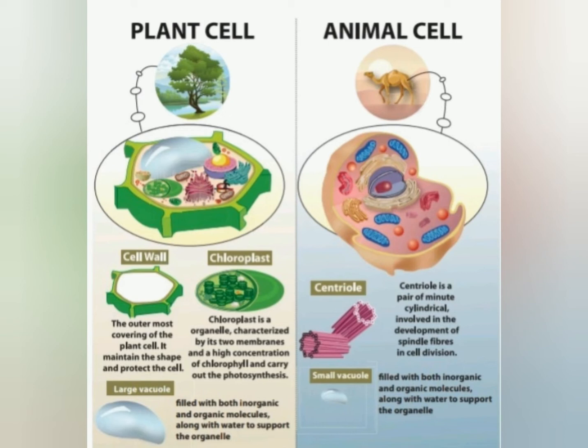What are the differences between plant cell and animal cell? Plant cell has cell wall. The cell wall is absent in animal cell. Chloroplast is present in plant cell. The chloroplasts are absent in animal cell.